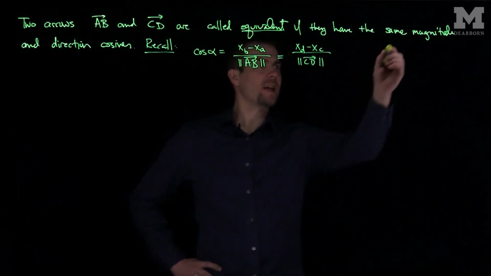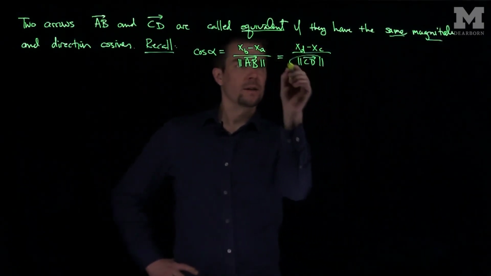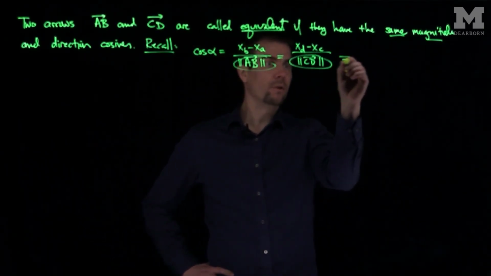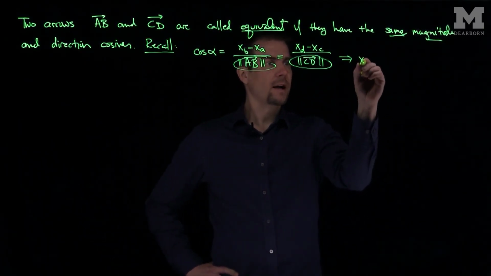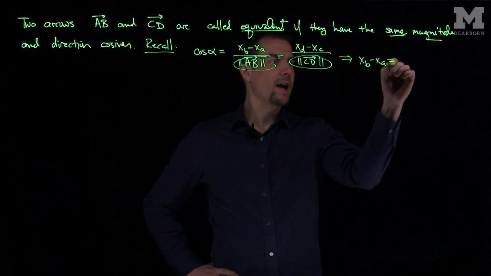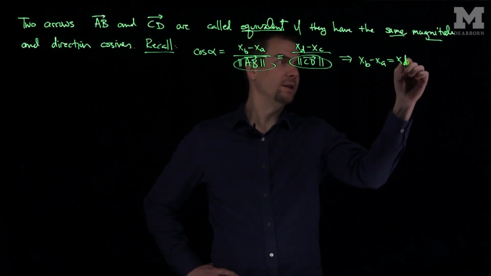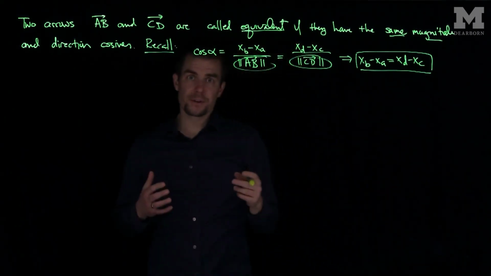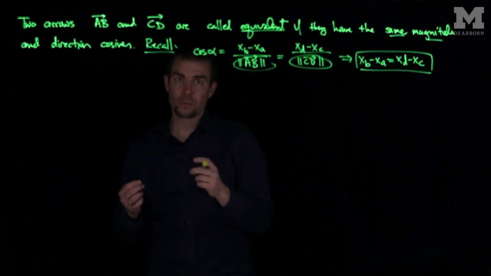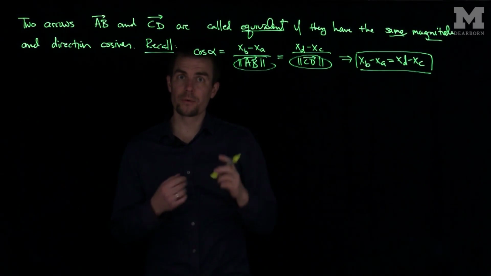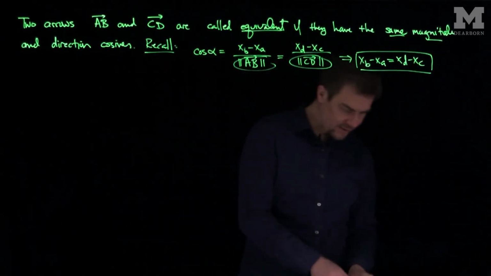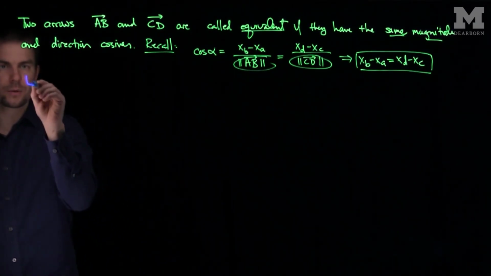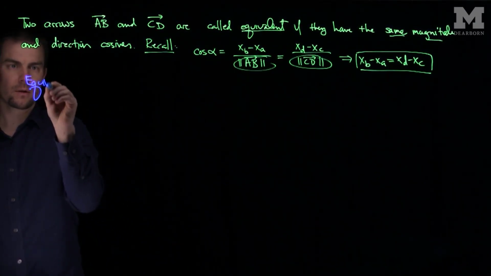Now, since they have the same magnitude, since they're equivalent, these expressions are the same, and therefore the numerators must be the same. So what we know for equivalent arrows is that xb minus xa has to be equal to xd minus xc. So the difference in the x terminal point and the y terminal point has to be the same for both of those arrows. And that gives us the way to check if arrows are equivalent. So it's called the equivalent arrow theorem.